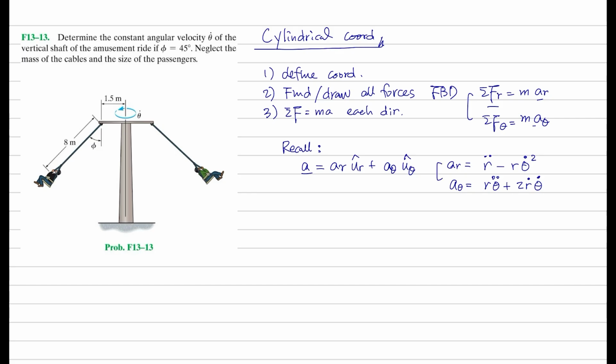Okay, so let's try this one by one. First, we will define the coordinate system. So in this case, from here, we have a position vector r. So this is going to be my r direction. And as it is rotating like this, we have the theta direction going into the page, right?